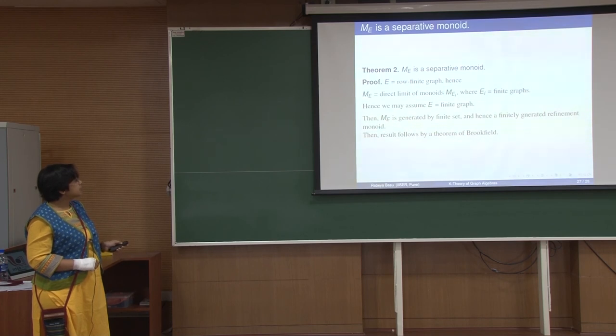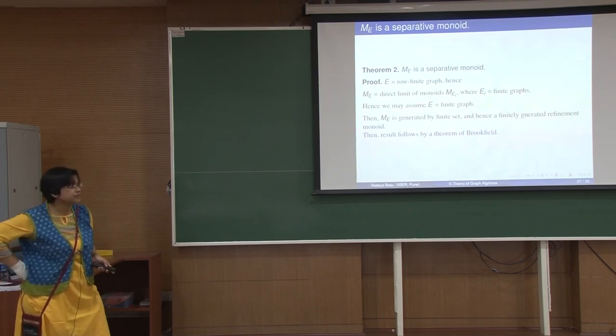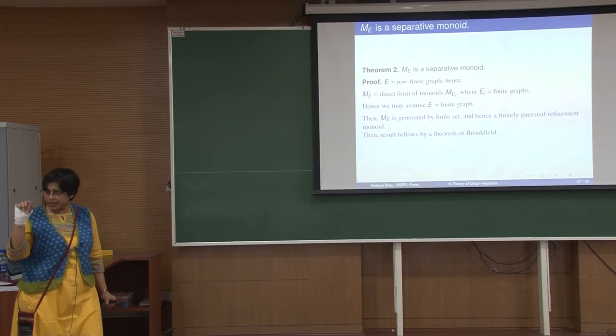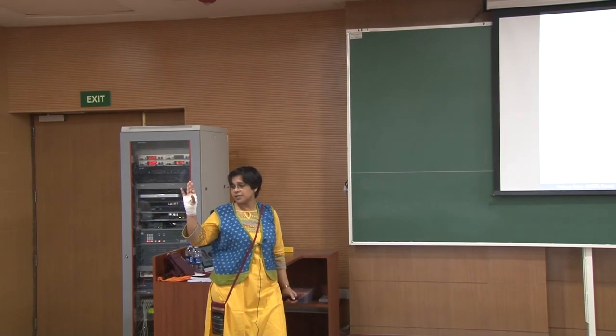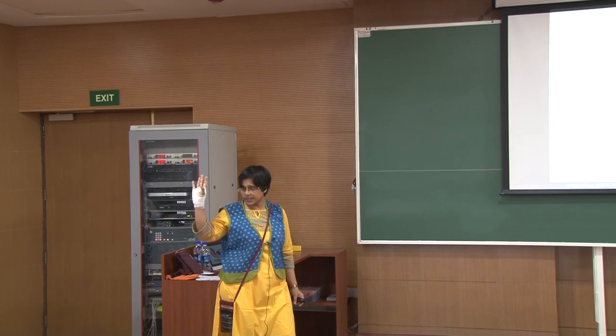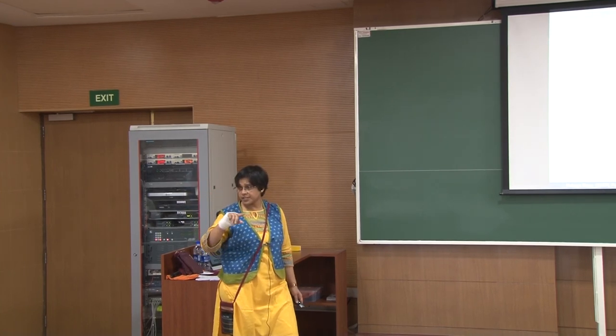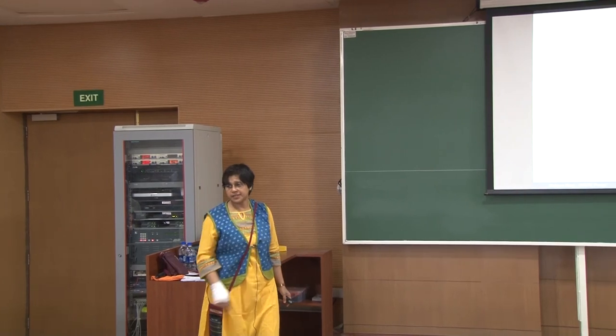And therefore M_E is separated. And therefore, again, the K0 of L_K is isomorphic to M_E, and M_E is the direct limit of M_{E_i}, where E_i is finite. Now, I am working on the finite class. We have mentioned that separativity commutes with the direct limit. So for row-finite graphs also, it works.